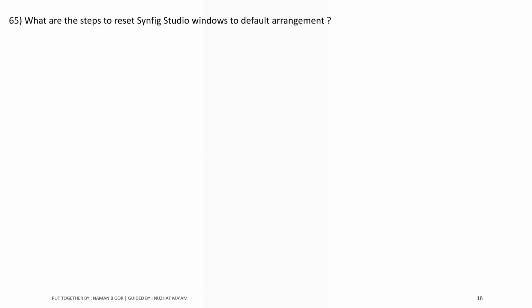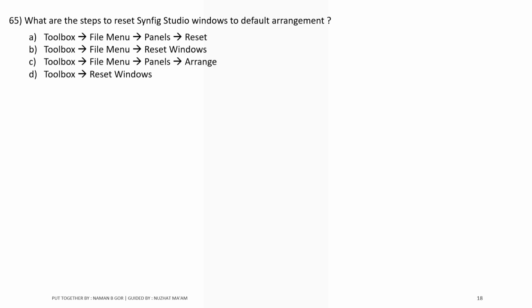Question number 65. What are the steps to reset Synfig Studio Windows to default arrangement? And here are the options. A. Toolbox, File menu, Panels, Reset. B. Toolbox, File menu, Reset Windows. C. Toolbox, File menu, Panels, Arrange. And option D. Toolbox, Reset Windows. And the correct answer is A. Toolbox, File menu, Panels, and Reset.